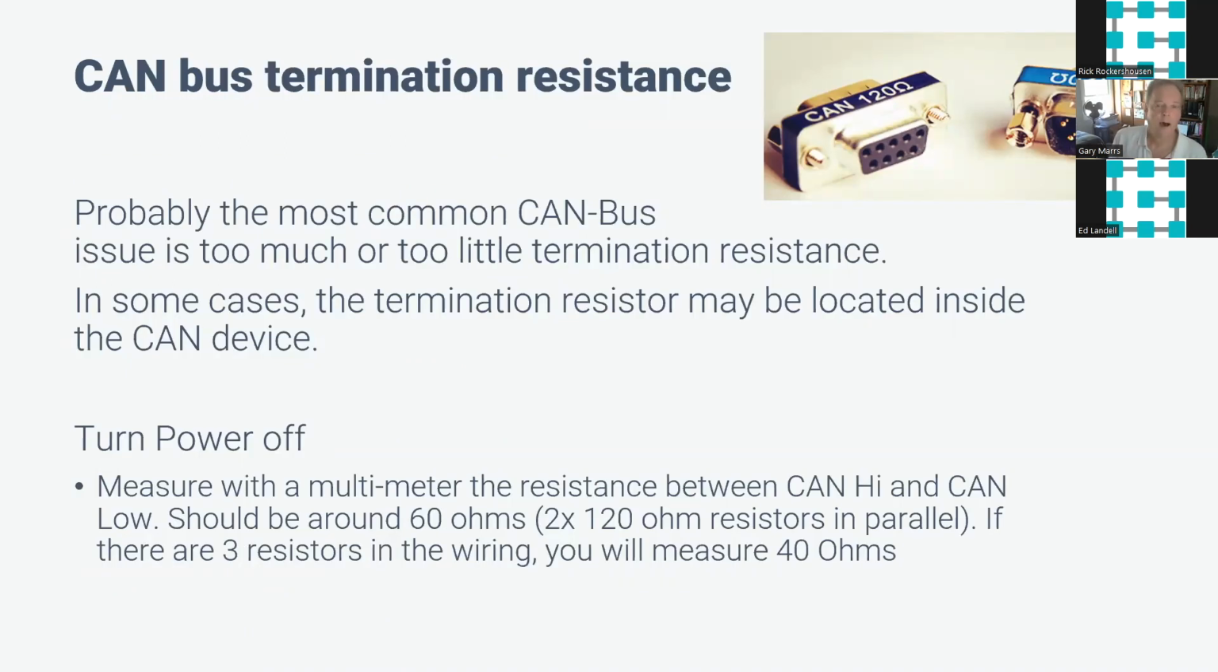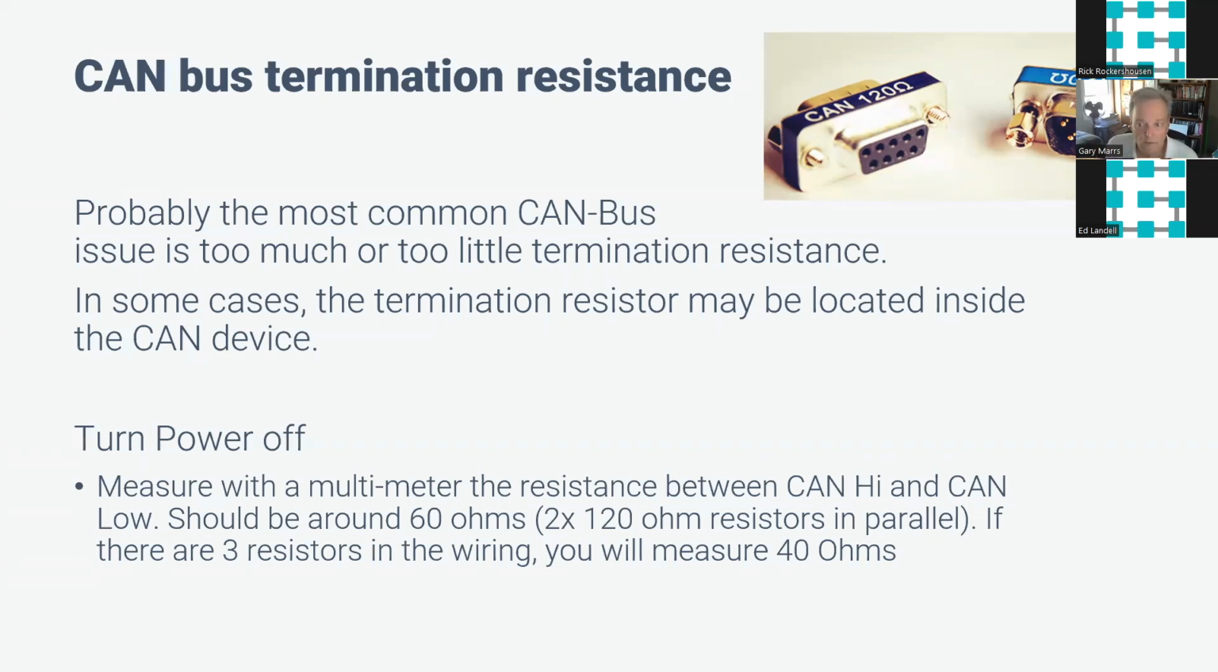Probably the most common problem that you'll see is related to CAN bus termination resistors. A lot of times the issue can be too much termination resistance, and in some cases, none or too little termination resistance. The bus itself should be terminated on both ends with a 120 ohm resistor. Probably the most complicated part is that a lot of the devices you can connect to the CAN bus may or may not have a termination resistor located inside the CAN device.